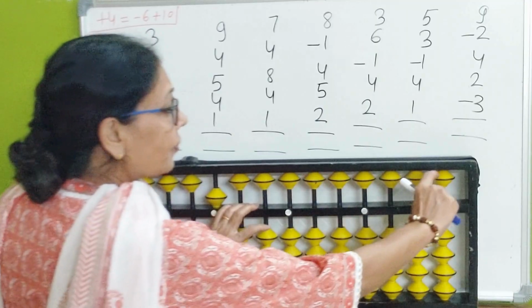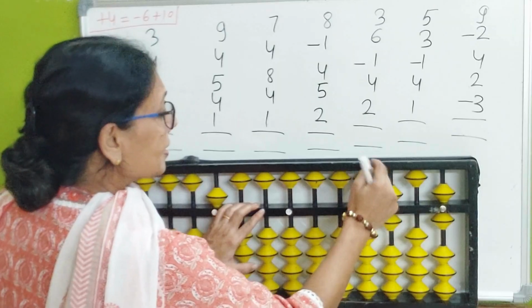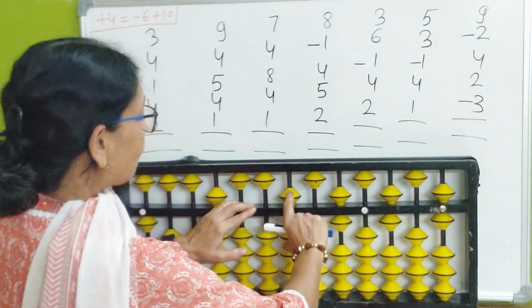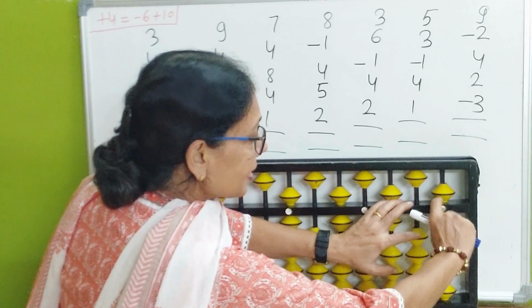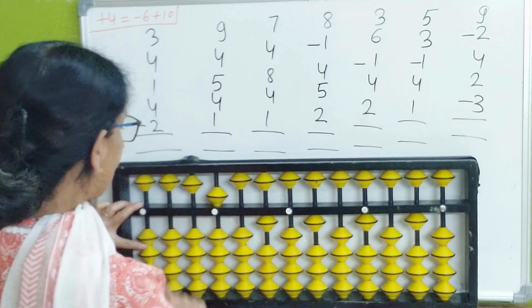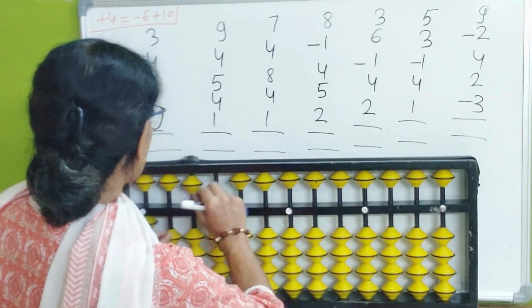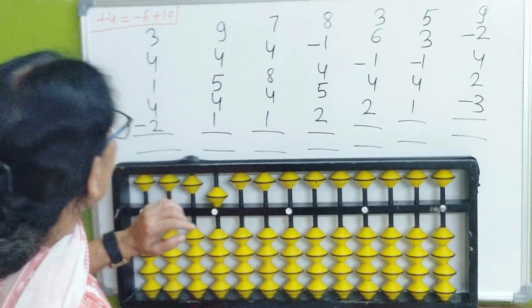So what to do first? First of all, you have to set all these ones, tens, so as you can practice our formula. Add 4 is less 6, add 10. Like this. Okay, now let's start and do the questions based on the formula.